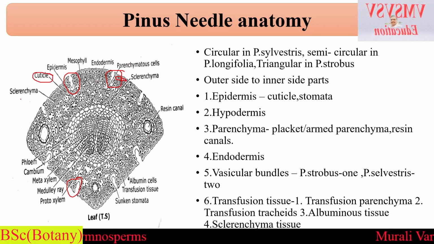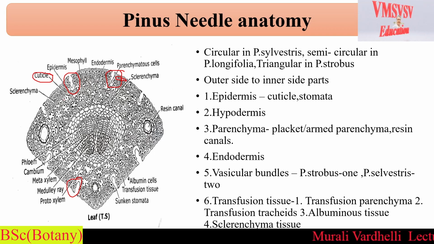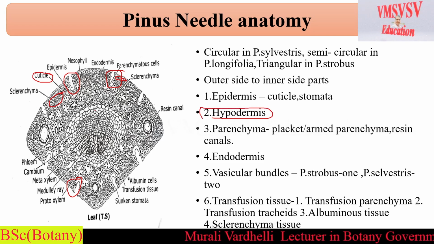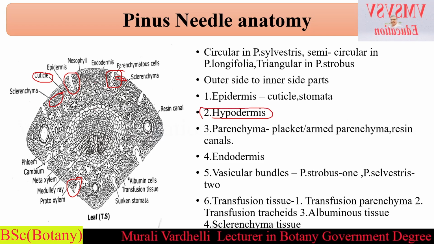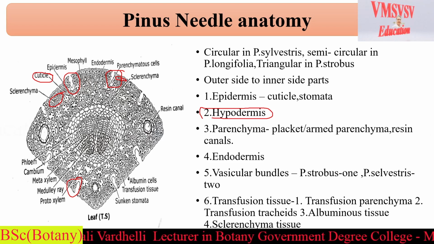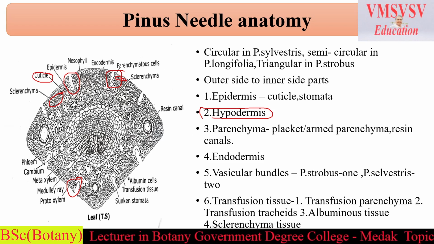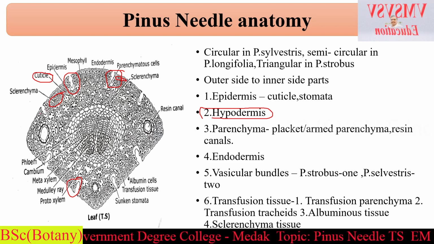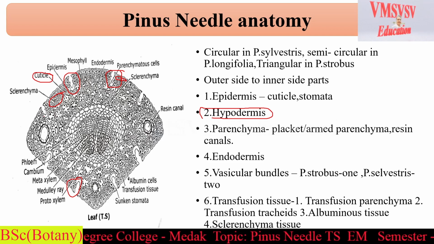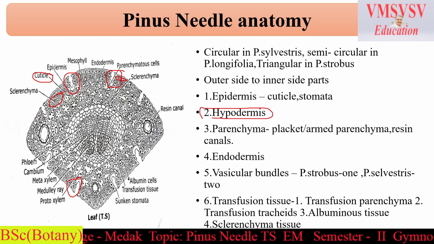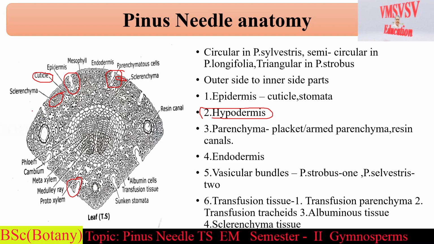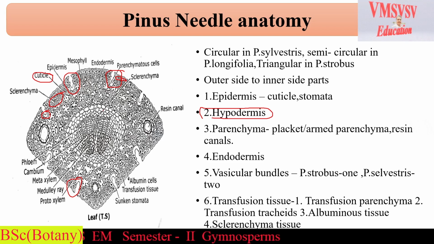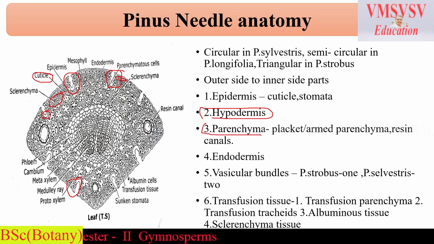Okay, next, second part is hypodermis. This part is the hypodermis part. Hypodermis is made up of 2 to 3 layers of sclerenchymatous tissue. Below the epidermis, where the stomata are present, in that area of the hypodermis part, air chambers are present. Air chambers are also present in this hypodermis part.